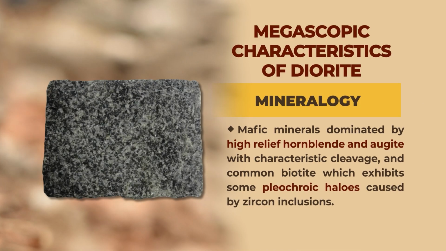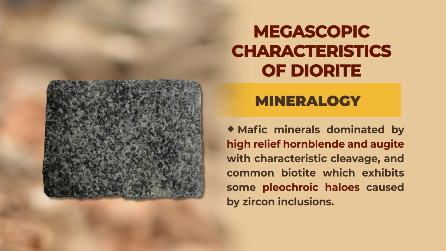Mafic minerals are dominated by high relief of hornblende and augite. High relief means that the grain boundaries of hornblende and augite are very well formed, and as a result we can distinguish them under the microscope. They also show characteristic cleavage. Hornblende shows two sets of cleavage, which is usually at a 120-degree angle. Augite also will show two sets of cleavage, but usually that is at a 90-degree angle, and this is a common criterion which is used for the classification of amphiboles from pyroxenes.